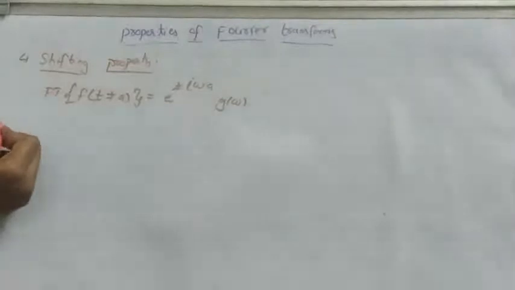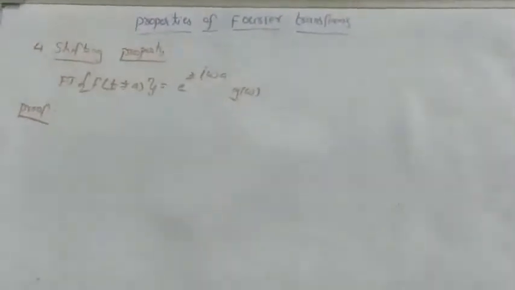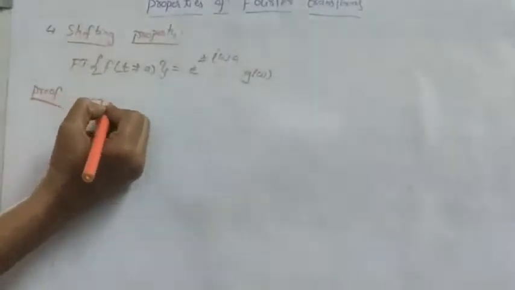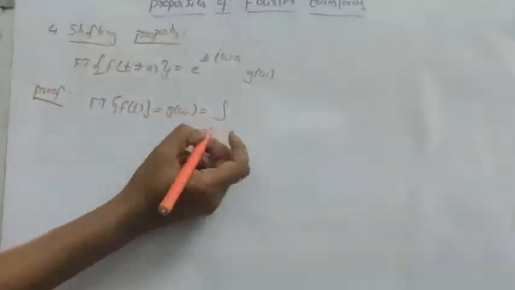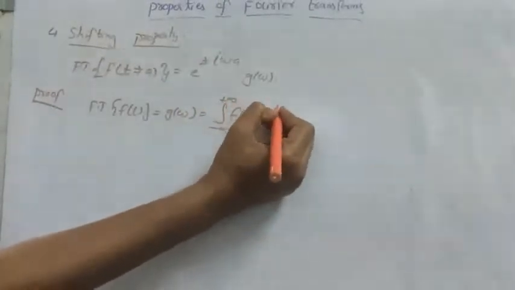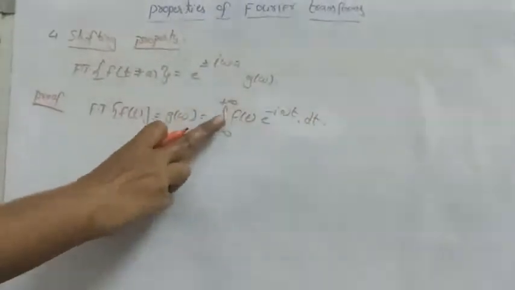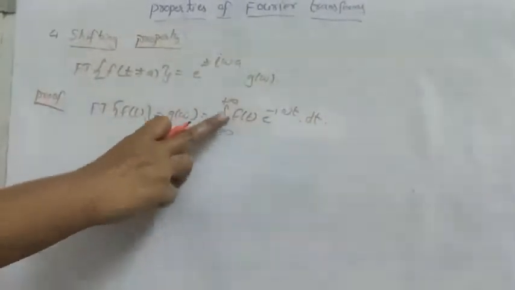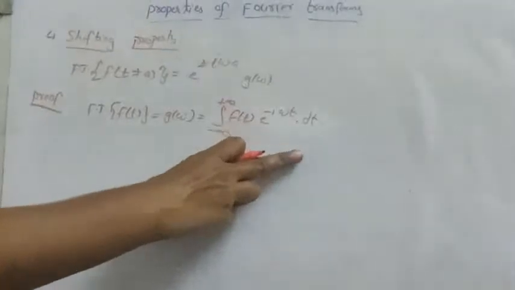Now, coming to proof, first consider the Fourier transform of function f of t. The Fourier transform of function f of t is given by g of omega, or it can be represented as integral minus infinity to plus infinity f of t e power minus i omega t into dt. Okay, you know how to represent the Fourier transform of a function, which will be equal to integral minus infinity to plus infinity f of t e power minus i omega t into dt.